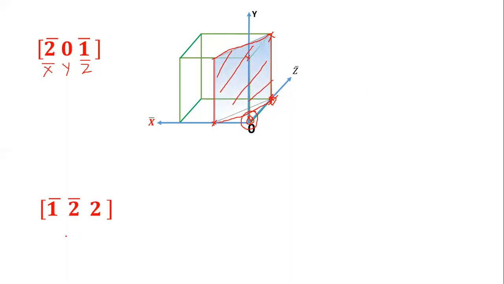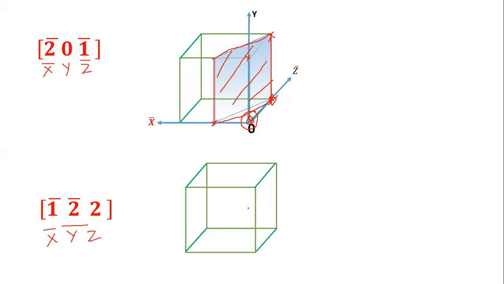So I will show one more plane here. 1 bar, 2 bar, 2. That is negative x, negative y, and positive z. So first draw the cube. Negative x means here you have to come. Negative y means here you have to take, because it is downward. And positive z means this. So this is the origin, with negative x, negative y, positive z.